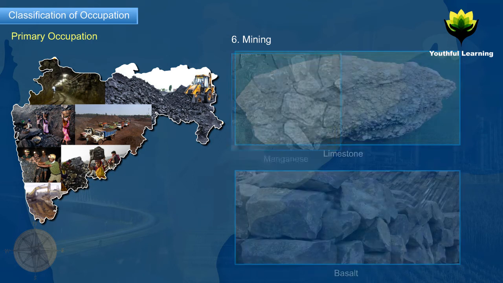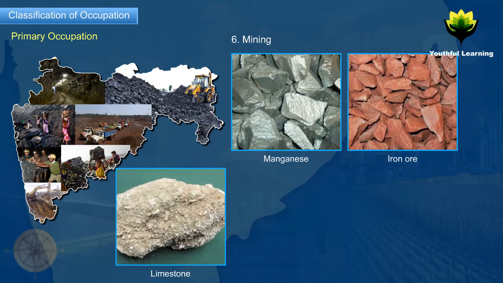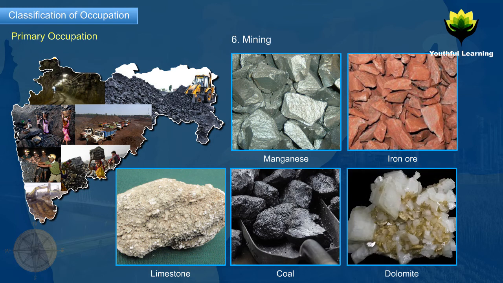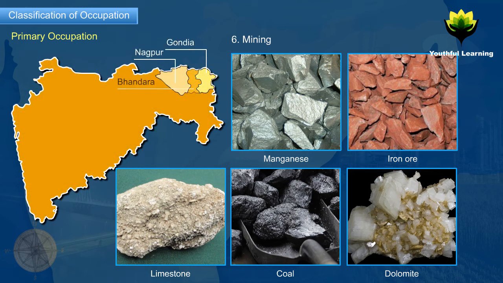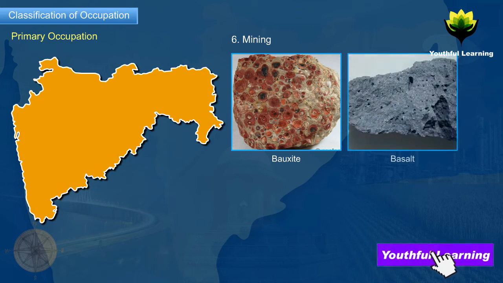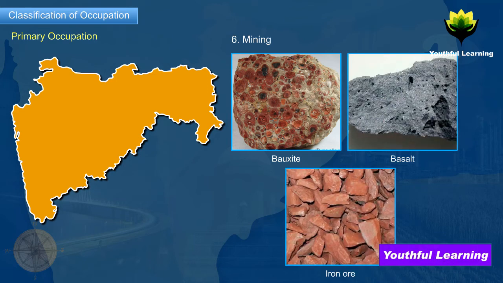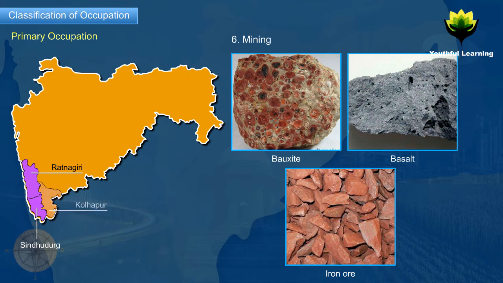Minerals such as manganese, iron ore, limestone, coal and dolomite, etc. are mined in the eastern districts of the state like Nagpur, Gondia, Bhandara, Chandrapur, Gadchiroli and Yavatmal. Minerals such as bauxite, basalt and iron ore, etc. are mined in the southern districts of the state like Sindhudurg, Ratnagiri, Kolhapur and Raigad.